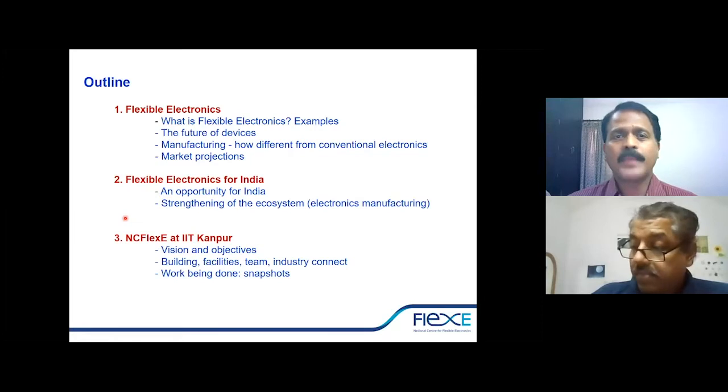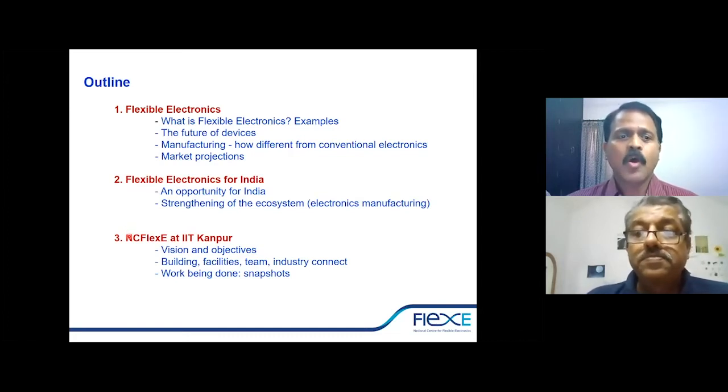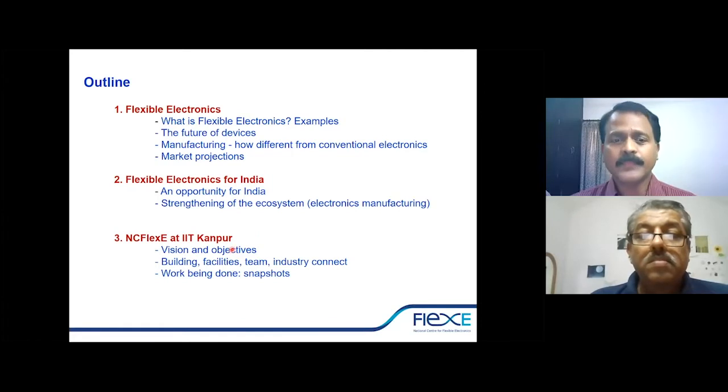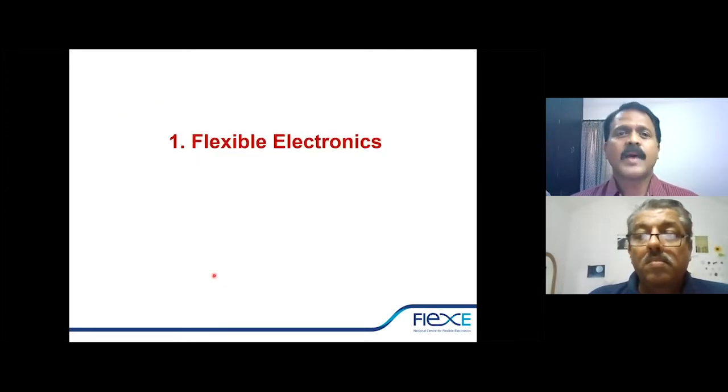Then we take a short break here for about 7 to 10 minutes and take some questions. And then I'm going to wind up with the last part of the talk, which will be on the work which is going on at the National Center for Flexible Electronics at IIT Kanpur, where I'll mention the vision and the objectives of our center. I'll talk about what we have done so far, coming up with the state-of-the-art building and facilities, putting together a team, having the industry connect, and having projects started and completed, and give a few snapshots of the work which is being done. So let me start with the first part of the talk, which is flexible electronics.